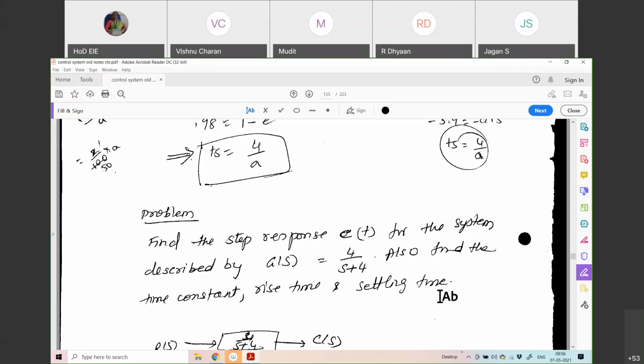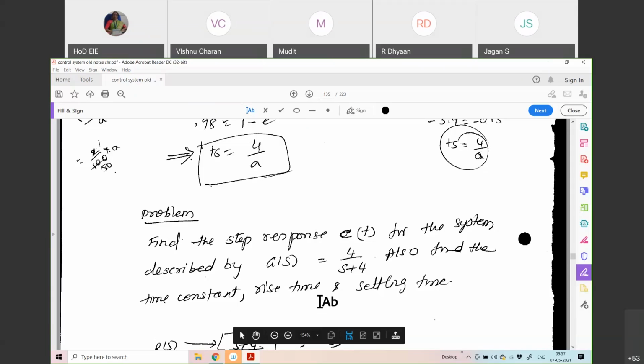What is the value of A? 4. A is 4, isn't it? A by A plus S. So A is 4. So what is the time constant? Time constant formula is T is equal to 1 by A, isn't it? So what is the time constant? 0.25. 0.25 seconds.